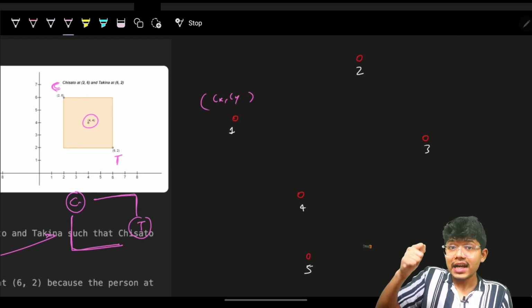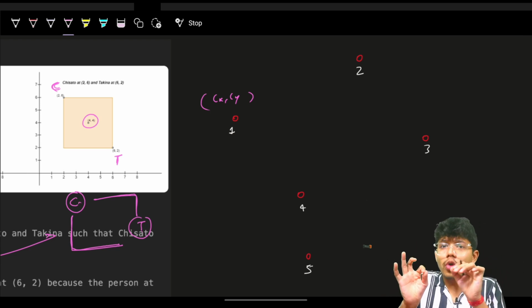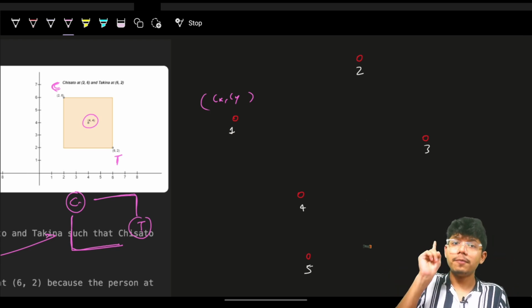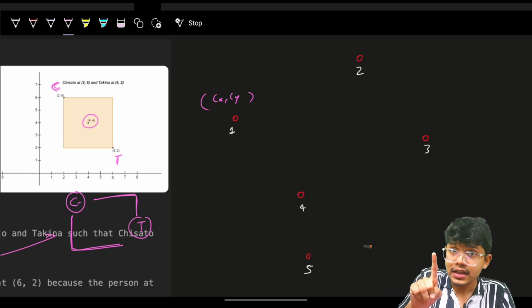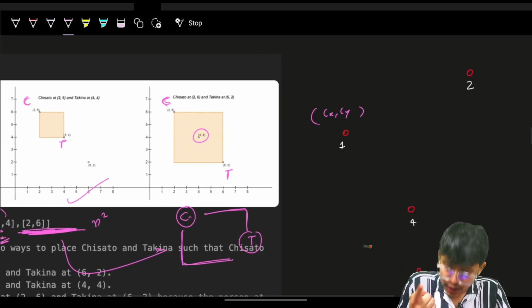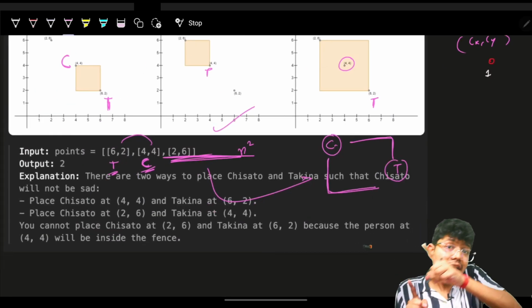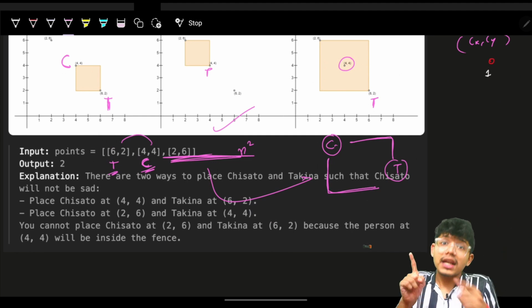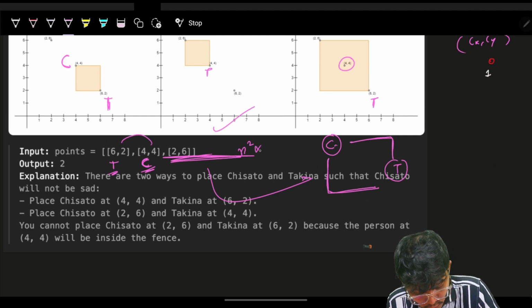Again, C, the coordinates of C. Again, I'll go over all of my pairs. I have n square pairs, and to check whether one pair of C and T is actually valid or not, I will have to iterate and check all the other points, to see if they are lying inside my box made by C and T or not. So it is nothing but O of n square into n.